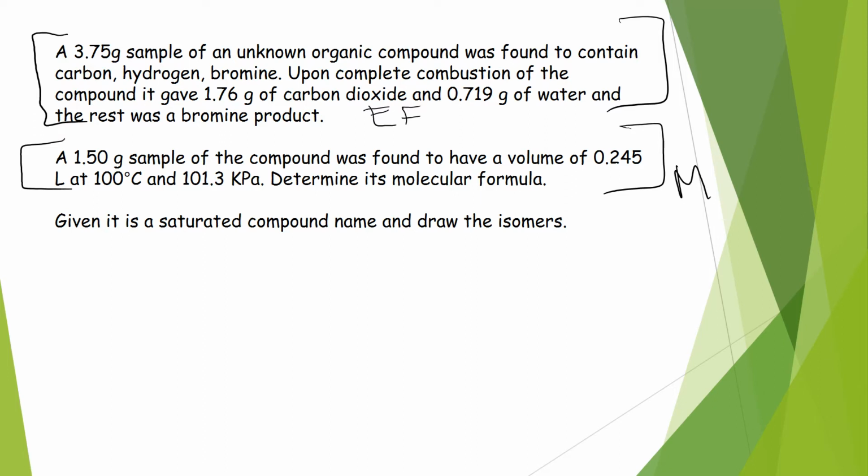The third part of the problem usually gives information which will allow us to determine the isomers, and this information in this case is just telling us it's a saturated compound, but in other forms of information it might tell you how it reacts or how it behaves with other compounds. This allows you to work out the name and structure of the compound.